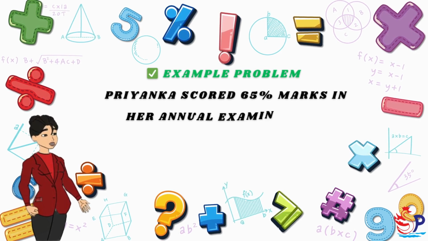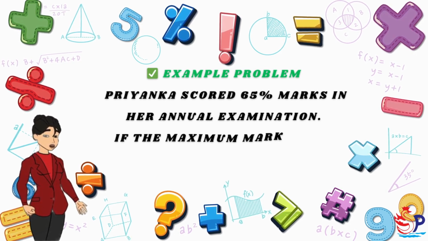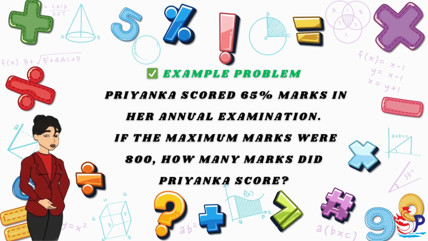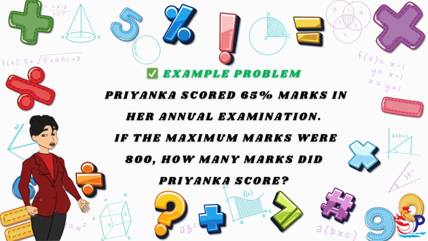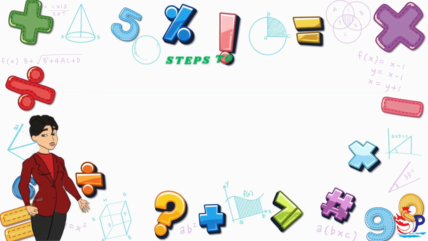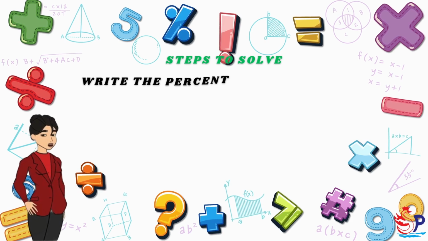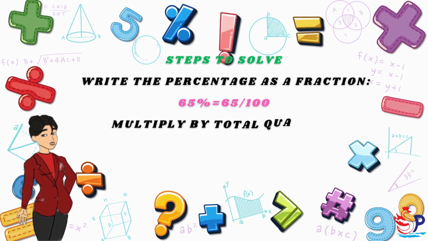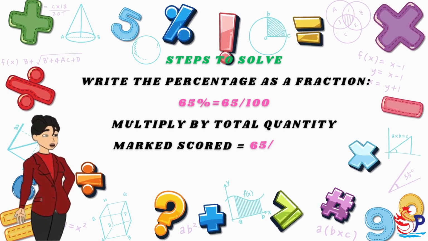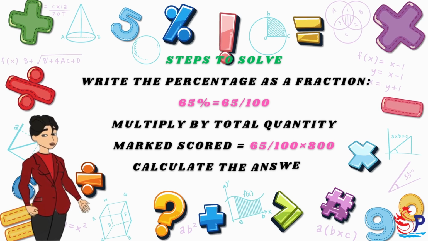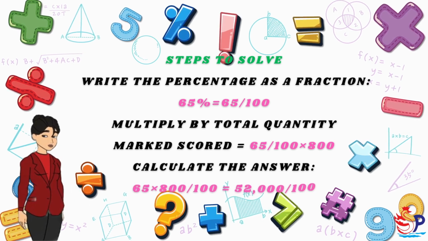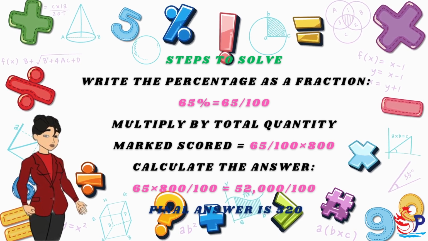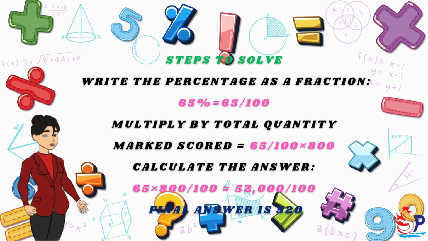Priyanka scored 65% marks in her annual examination. If the maximum marks were 800, how many marks did Priyanka score? Steps to solve. Write the percentage as a fraction. 65% is equal to 65 by 100. Multiply by total quantity. Marks scored is equal to 65 by 100 multiplied by 800.